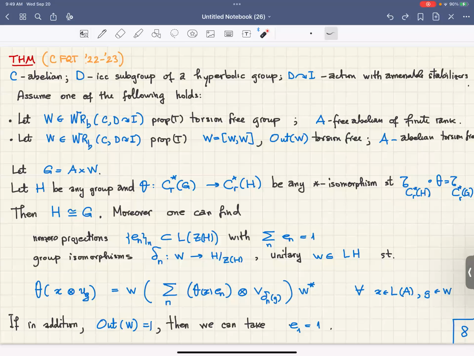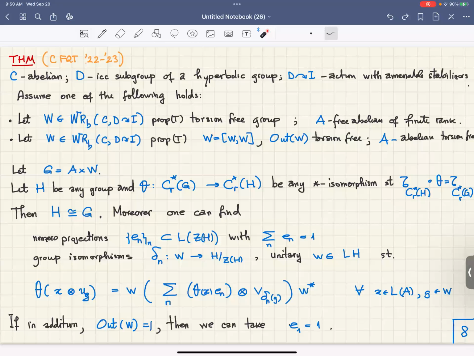So I have two cases. Either W is in this situation. Here, as you can see, I'm not assuming anything about W being a perfect group or the automorphism being torsion free or anything. Just a group like this. But you have to assume that the base group is a free abelian group of finite rank.